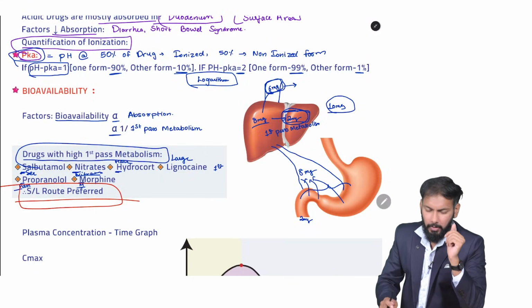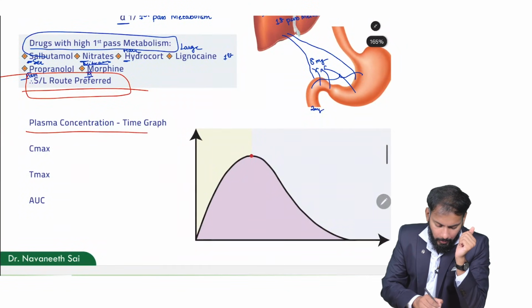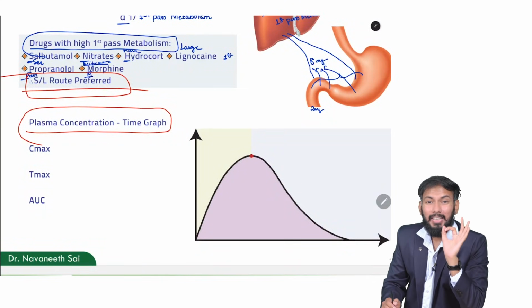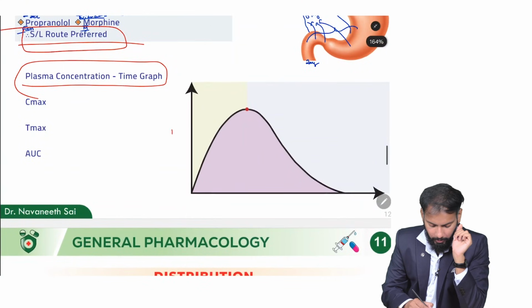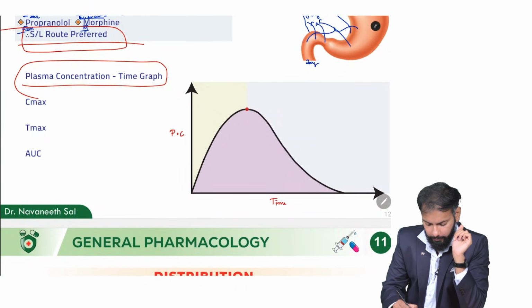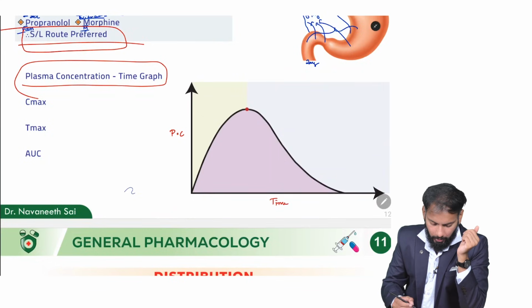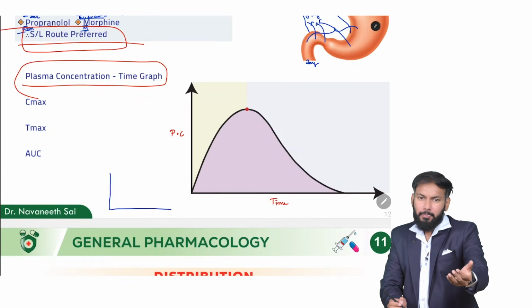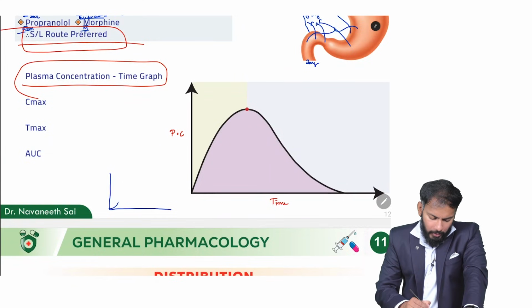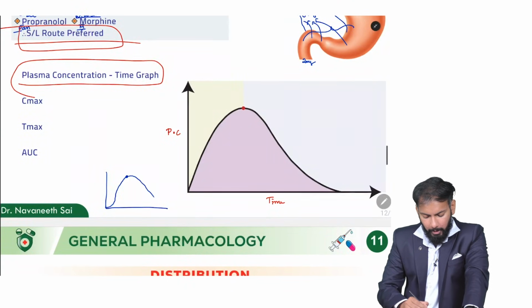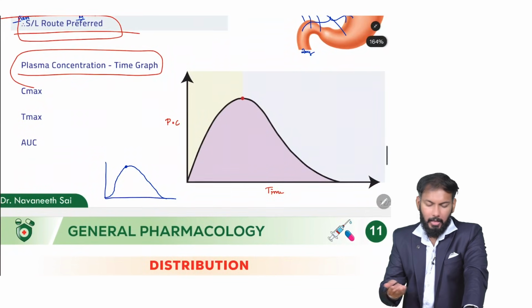Now, if you understood this much, next there is a concept that is known as the plasma concentration time graph. Really important, has been asked in exams so many times. Let me make it simple for you. Let us suppose this is plasma concentration and this is time. When you give the drug, what will happen to the drug in the plasma? It will slowly start to increase first. It will reach a peak plasma concentration, and after some time it will be metabolized and excreted. Yes, this is the graph.